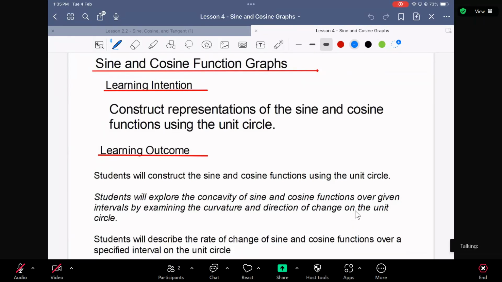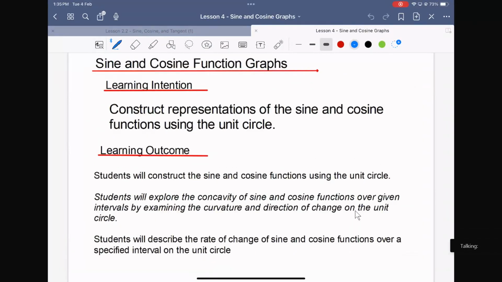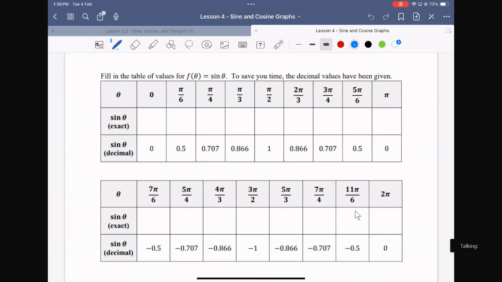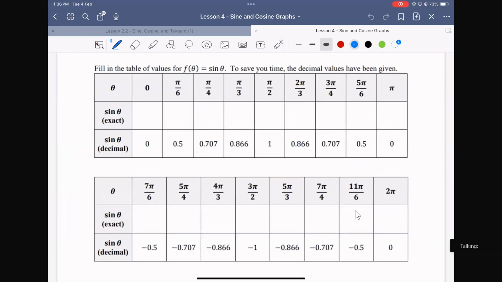All right then. So today we are looking at sine and cosine graphs from the perspective of the unit circle. We're trying to make a bridge from seeing things in the unit circle to start visualizing it as a graph a little bit. One of the key things we want to look at is how the sine and cosine functions are changing as theta changes within the unit circle. So let's start off with this exercise.